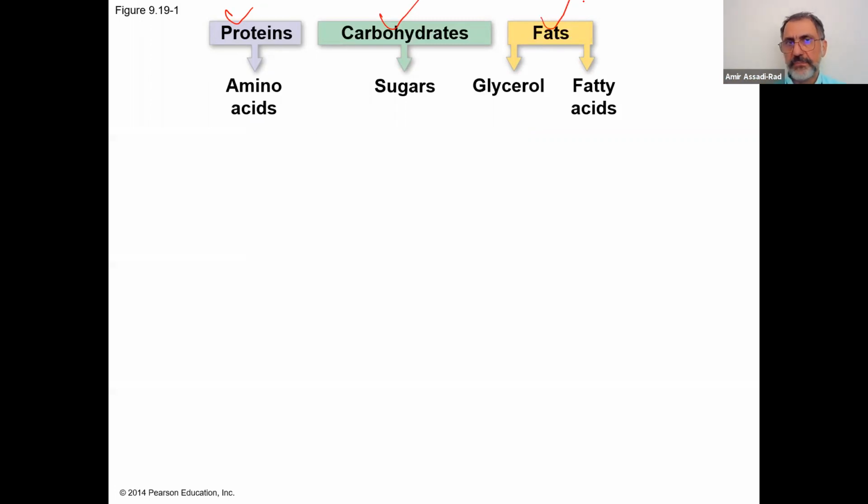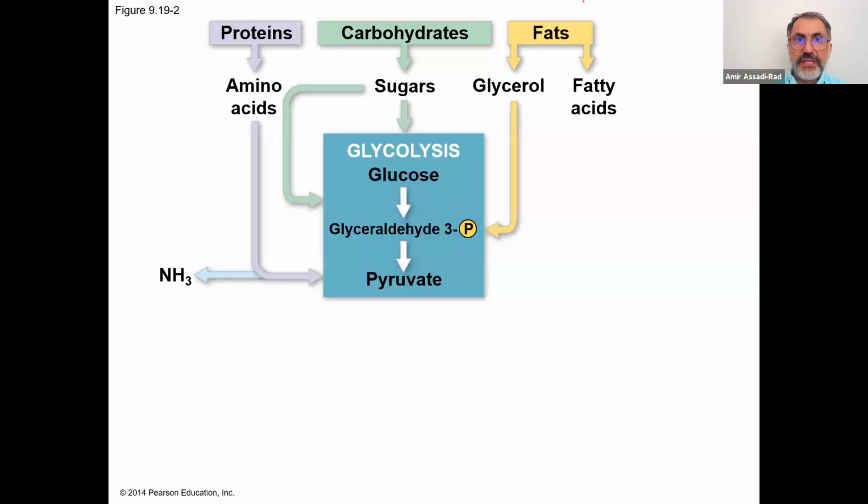What happens to them inside of our cell? Right here, of course, the carbohydrates, as you know, they go through glycolysis, they become glyceraldehyde, and they become pyruvate, right? One thing that is missing in this diagram, pyruvate can also become glucose. You put 2 pyruvates together, they can become glucose, okay?